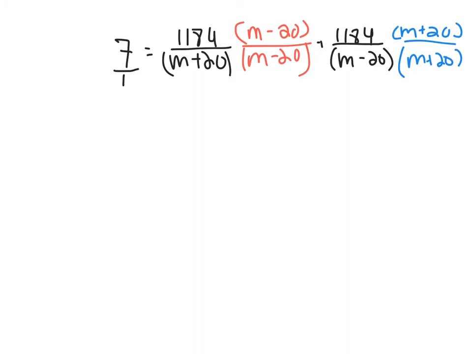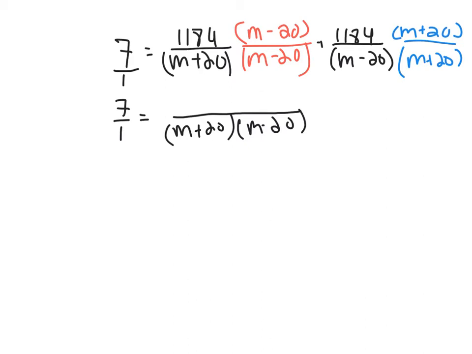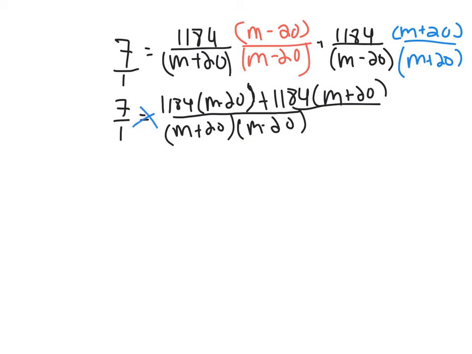Okay, so if we clean this up, we have 7 over 1 equals, we have m plus 20, m minus 20, and then we have 1184 m minus 20 plus 1184 m plus 20. There we go. So I'm going to cross multiply here.